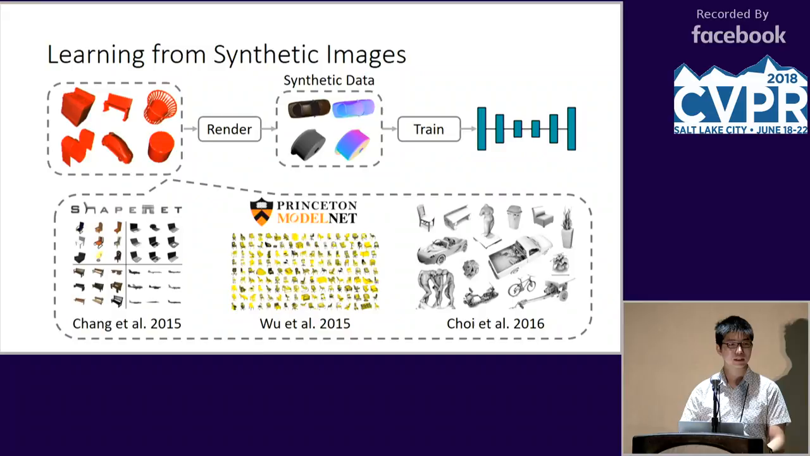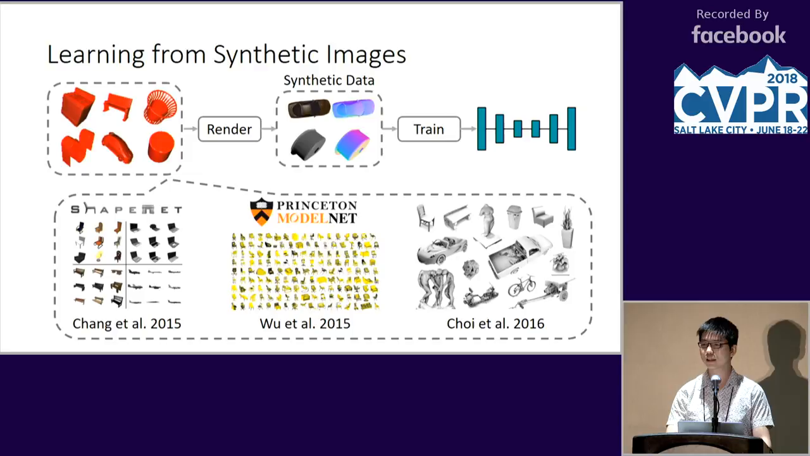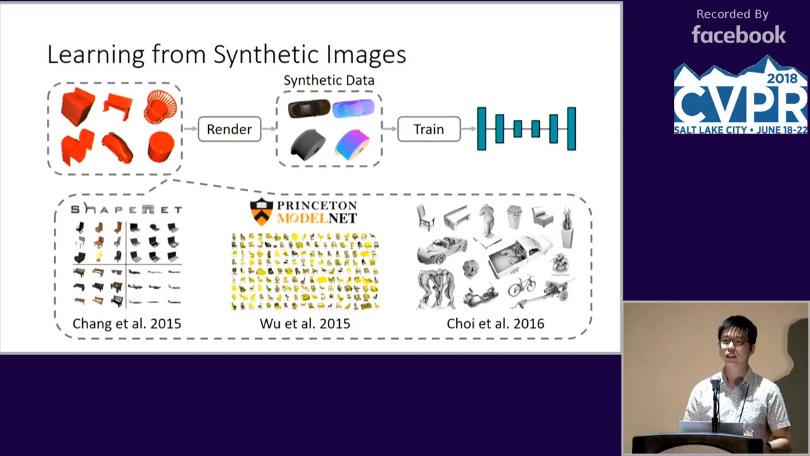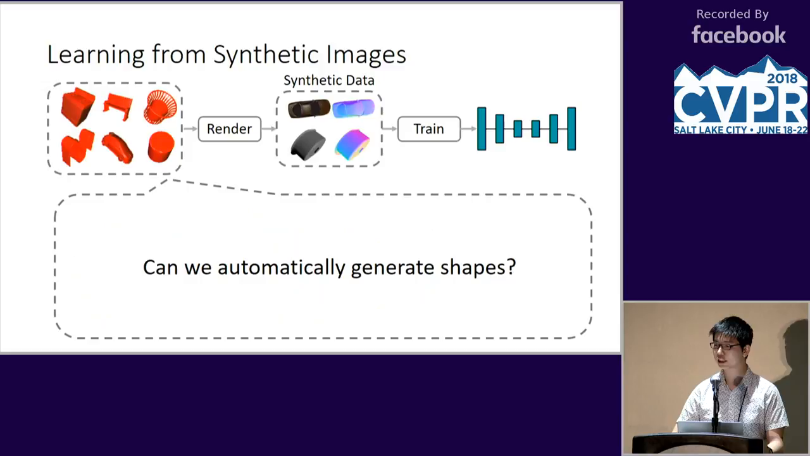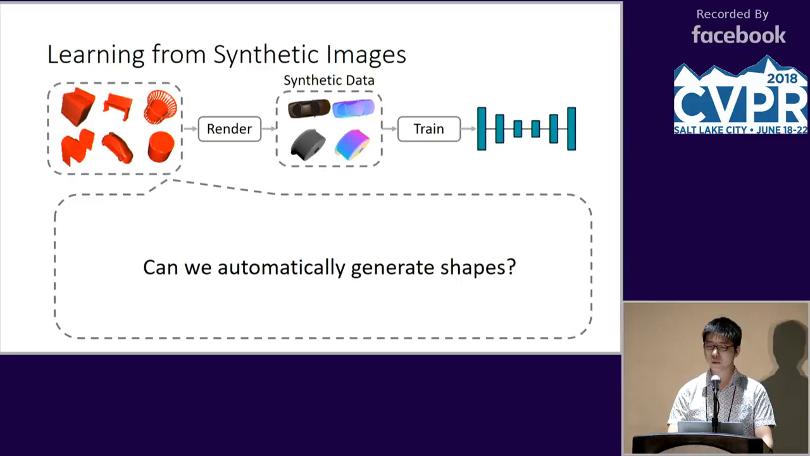But the use of synthetic images comes with a significant challenge. To render synthetic images, we need 3D content, in particular, 3D shapes. They need to be sufficiently diverse such that they help the trained network to generalize well on real images. Prior work has all relied on datasets of manually constructed shapes, but such data is expensive to collect and is ultimately limited in the number of distinct shapes. In this work, we ask whether we can do away with shape datasets and instead generate shapes automatically.